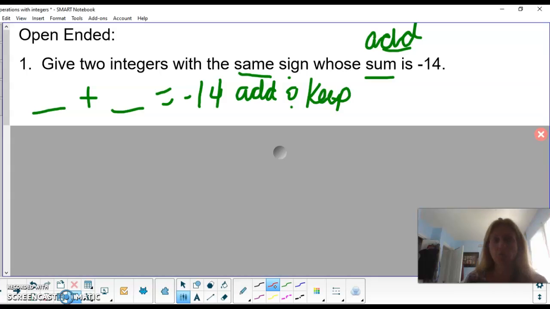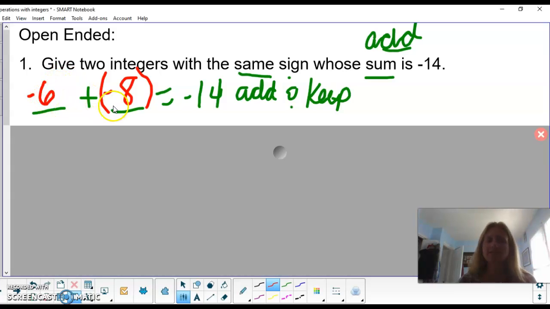So you could do 1 and 13, 2 and 12, 3 and 11, 4 and 10, and so on. So I'm going to get fancy schmancy here, and I'm going to pick 6 and 8 because 6 plus 8 is 14, but we want it to be negative. So it would be negative 6, and I'm going to put parentheses because we always want to separate the negative number from the plus sign. So negative 6 plus negative 8 is negative 14. Okay, let's go on to the next one.